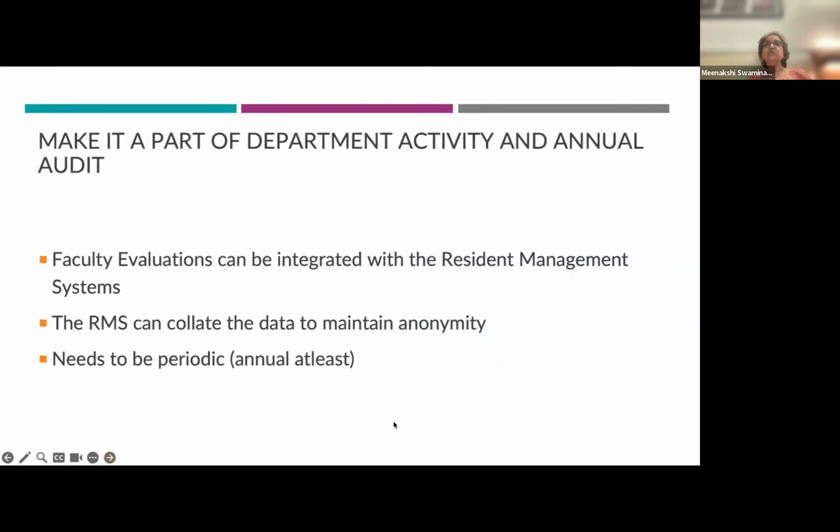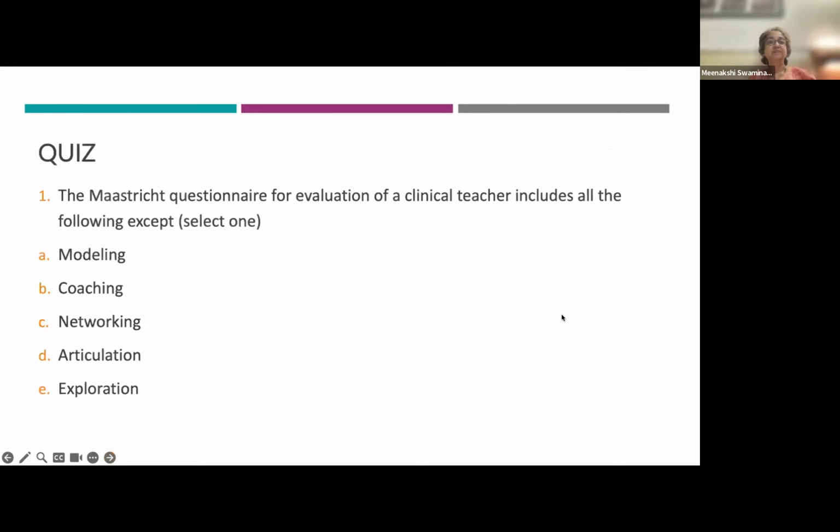And of course, you may wonder, how do we go about doing this? Faculty evaluations can actually be integrated with the resident management systems. So the RMS can collate the data to maintain anonymity. And ideally, this needs to be at least annual. So if you've invested in an RMS, the faculty evaluation can just be piggybacked onto that.